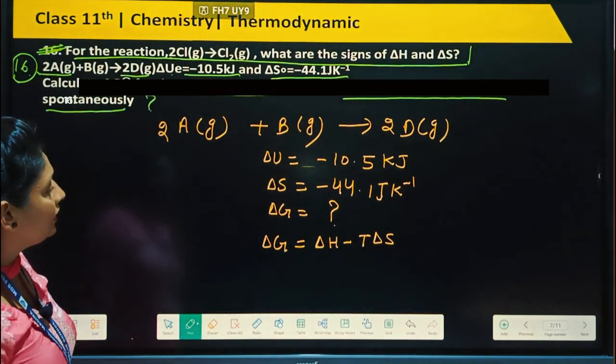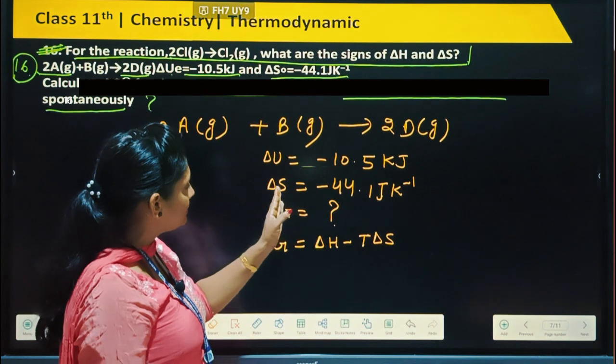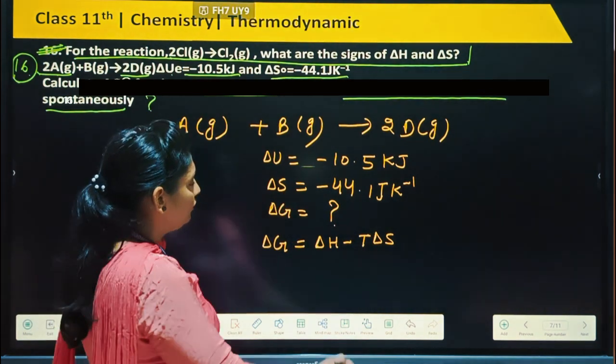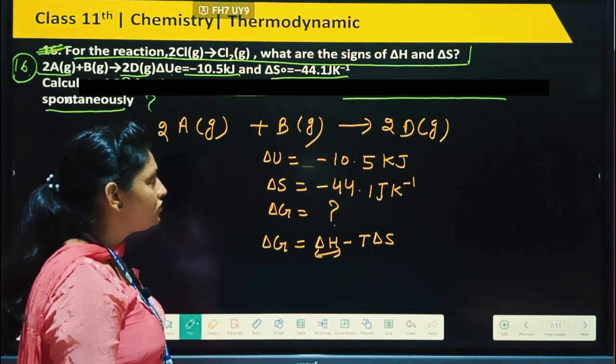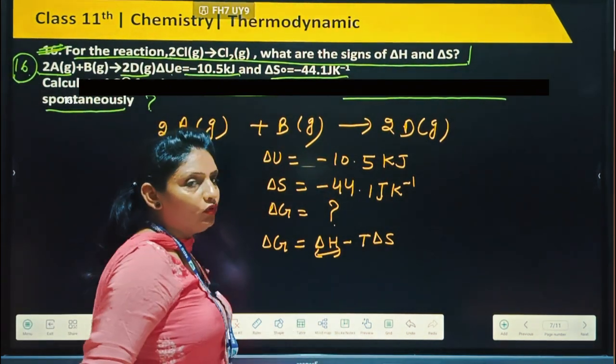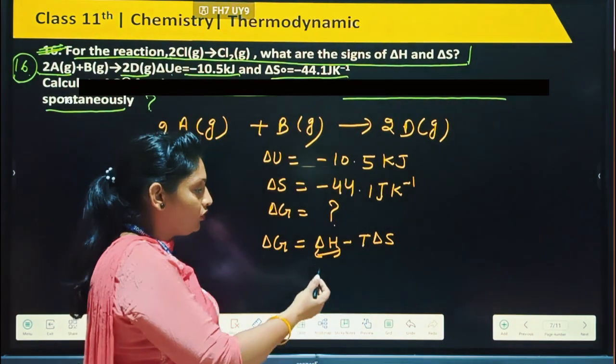So we can take standard temperature also. Del S is also given to us. But we don't know about del H here. Means first of all, we need to calculate del H.